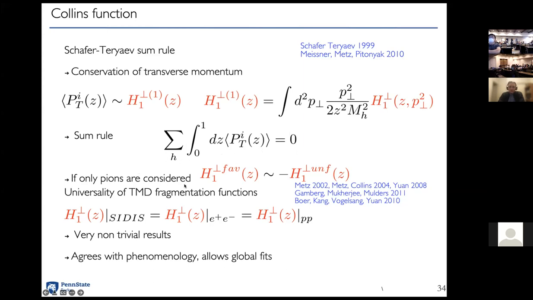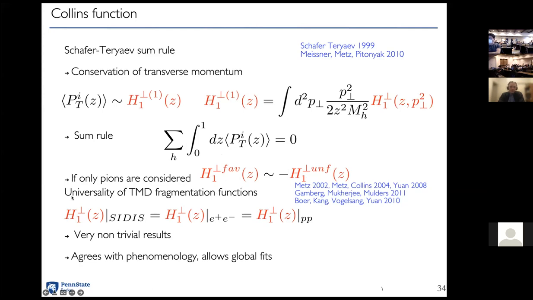If only pions are considered, then favored and unfavored fragmentations, meaning pions produced from quarks which are already in the wave function, or pions produced from quarks which are not in the wave function, unfavored, should have opposite signs. And that's what we see phenomenologically.